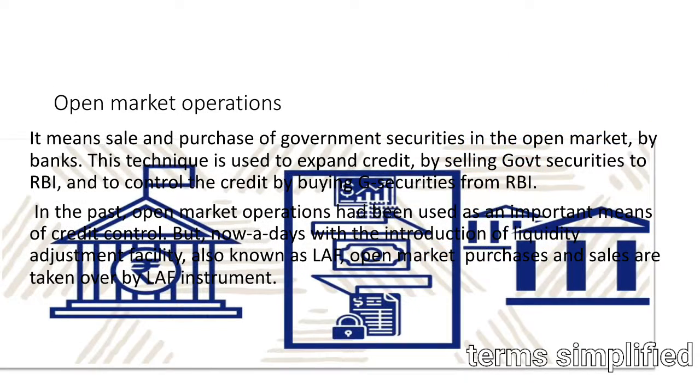Second one, open market operations. It means sale and purchase of government securities in the open market by banks. This technique is used to expand credit by selling government securities to RBI and to control the credit by buying G-secs from RBI. In the past, open market operations had been used as an important means of credit control.